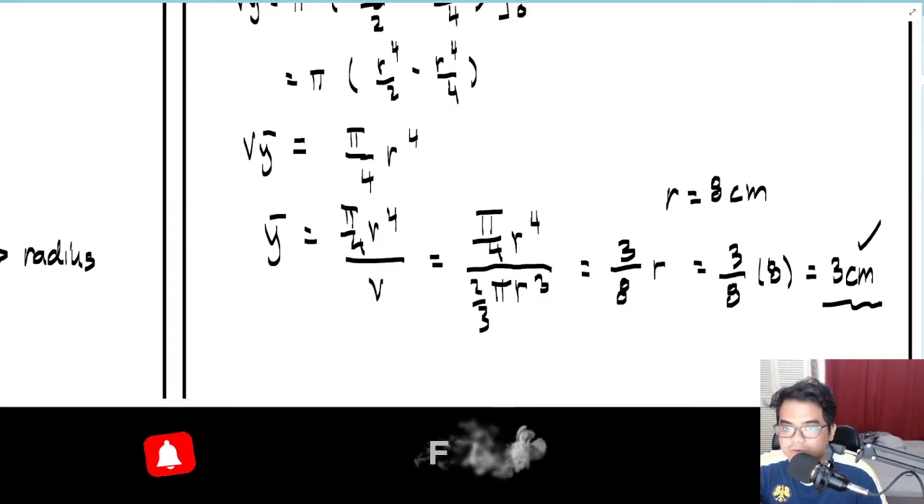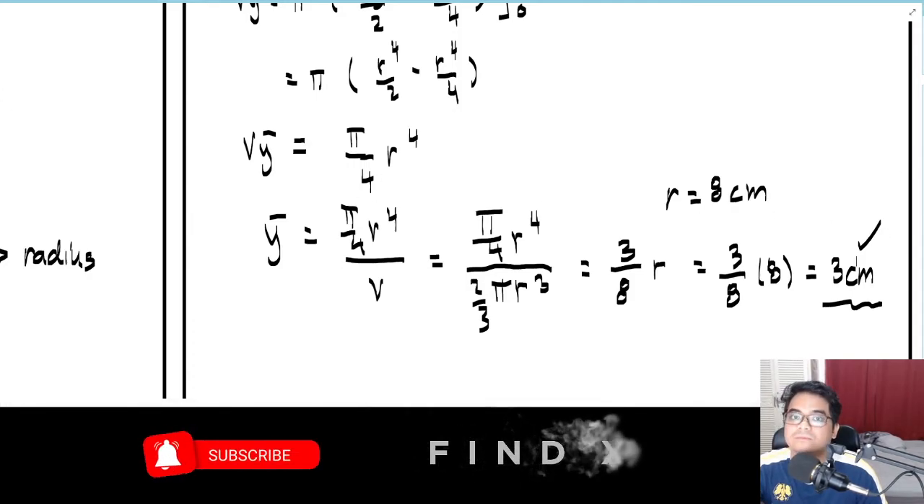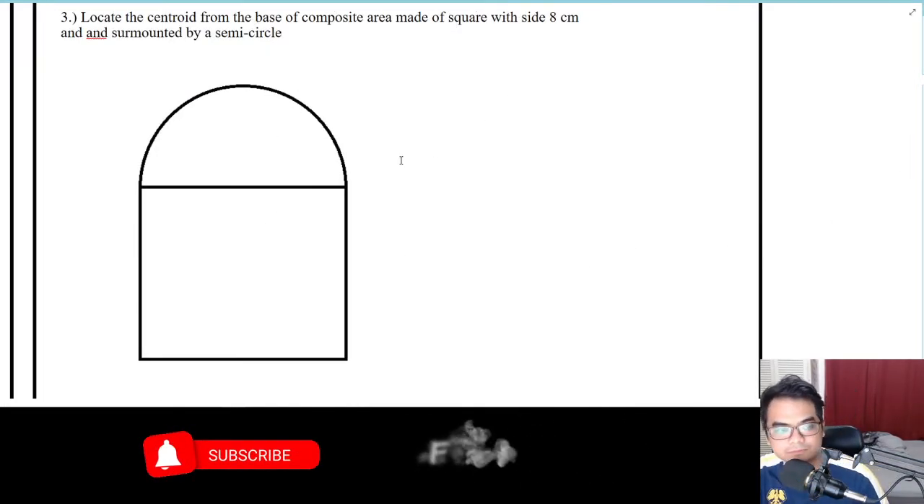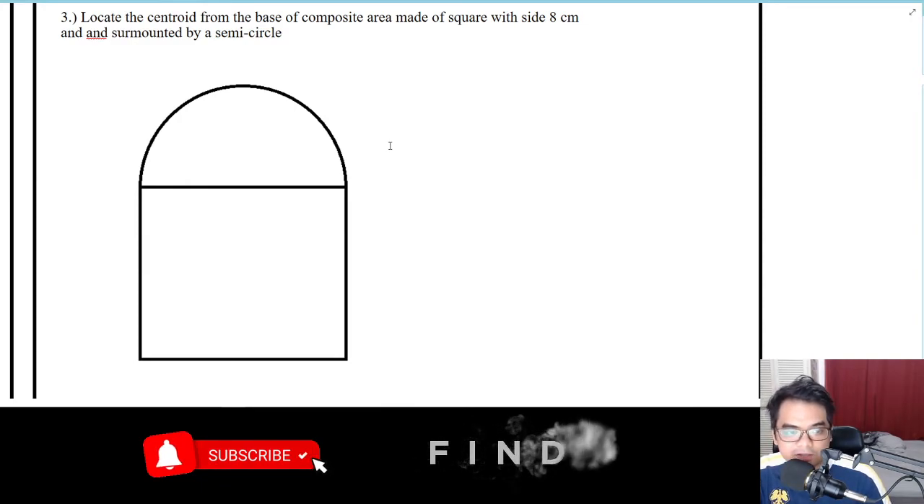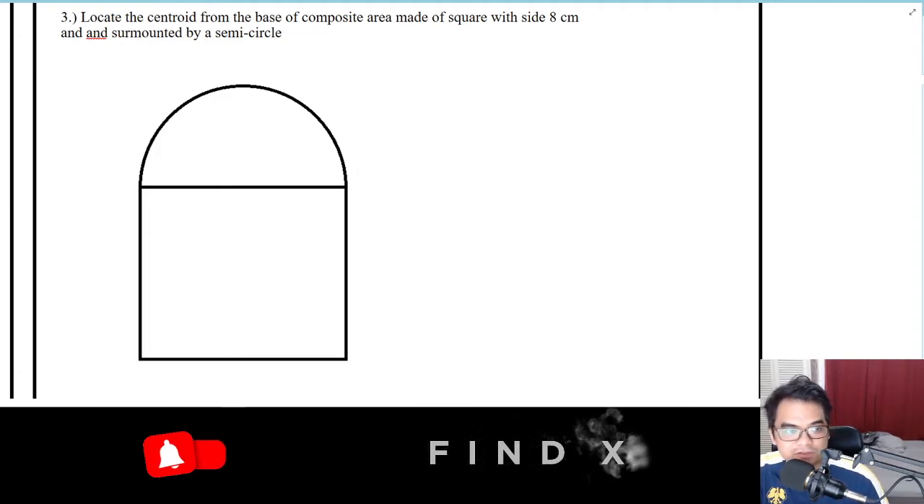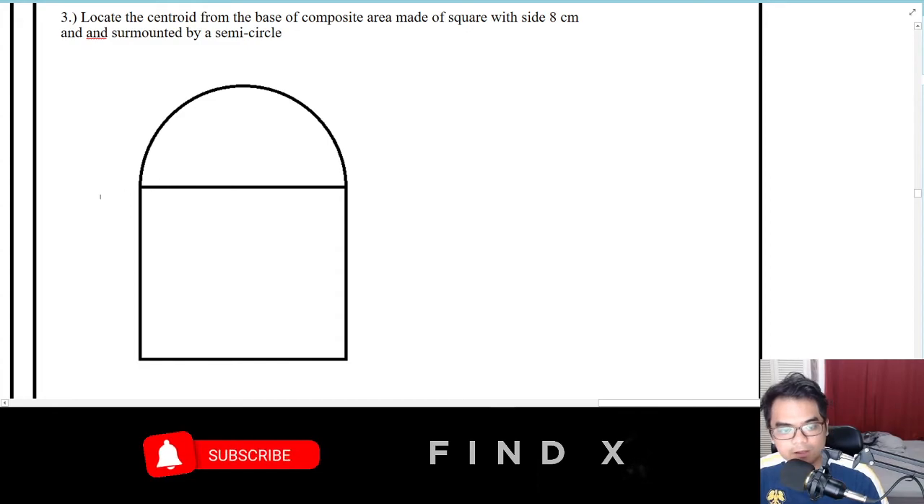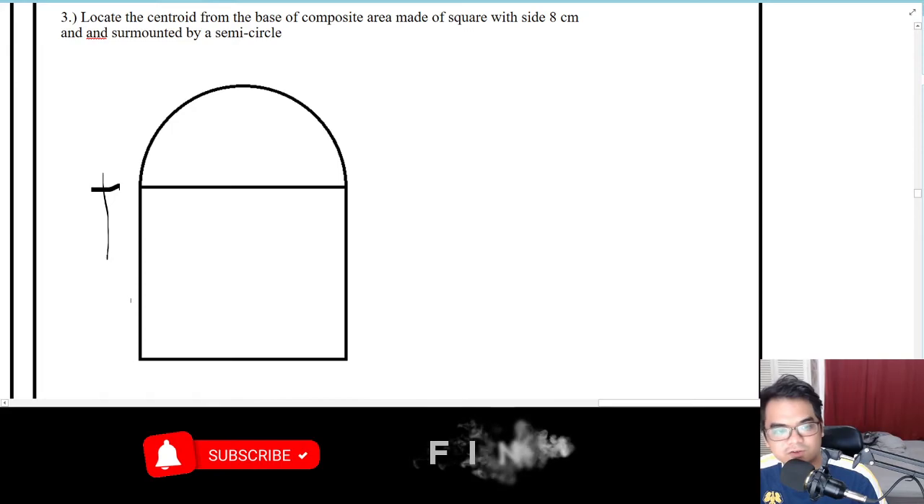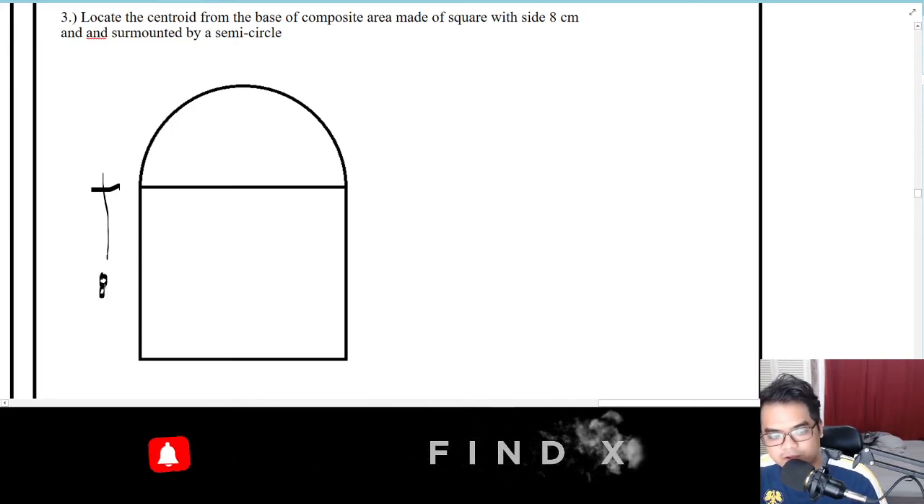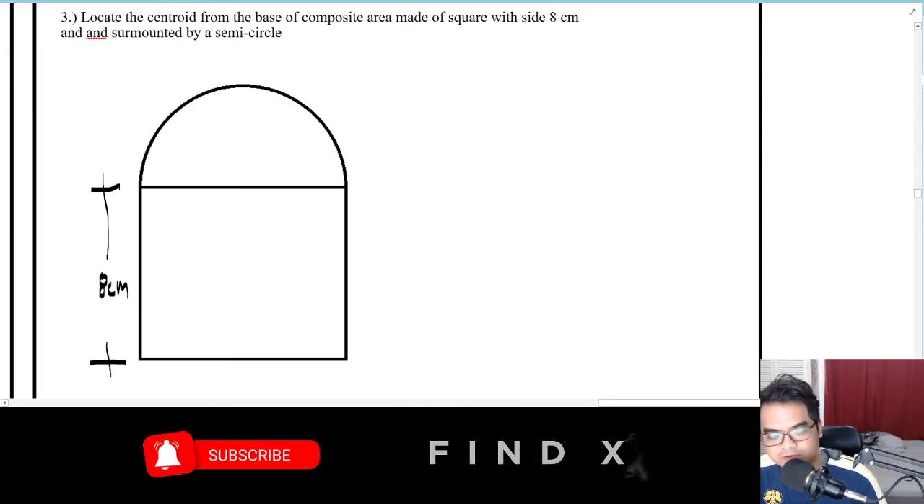So let's get to the next problem. Getting to number 3: locate the centroid from the base of a composite area made of a square with side 8 centimeters and surmounted by a semicircle. So this is already the figure. I already drew it, so let's just put the measurements. Since this is a square, all of the sides will be 8 centimeters.